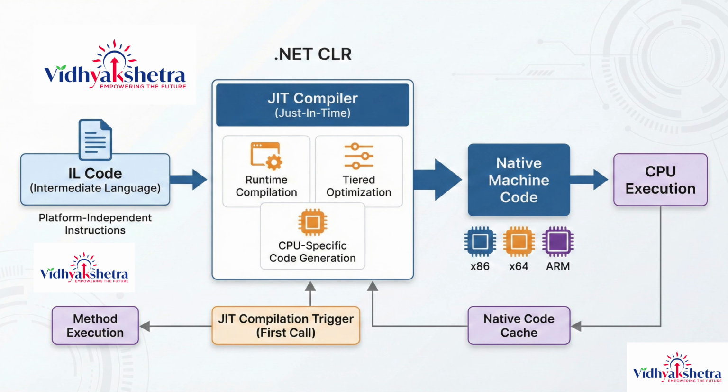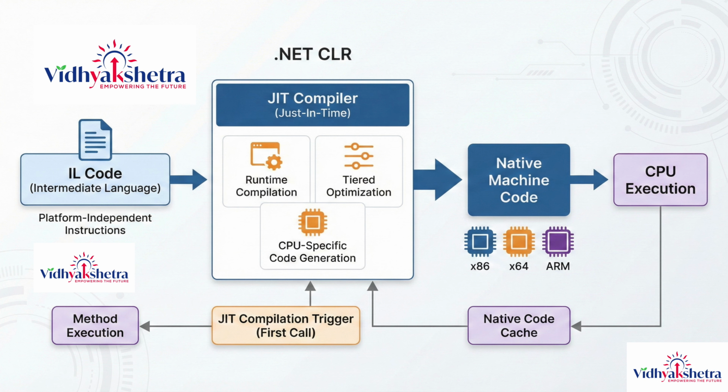One of the key strengths of the JIT compiler is its ability to generate CPU-specific code. Because compilation happens at runtime, the JIT can detect the exact processor features available, such as instruction sets and optimization capabilities. It can then produce machine code that takes advantage of those features, resulting in better performance than generic pre-compiled code. The JIT compiler also performs various optimizations. These include method inlining, loop unrolling, constant folding, dead code elimination, and register allocation. These optimizations significantly improve execution speed while still preserving correctness.